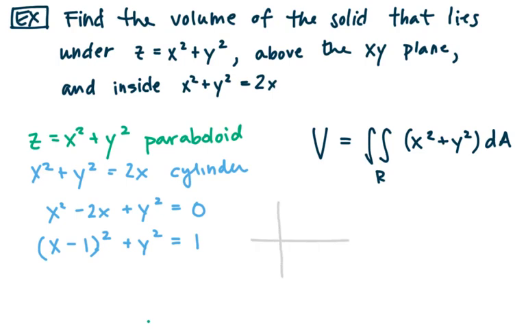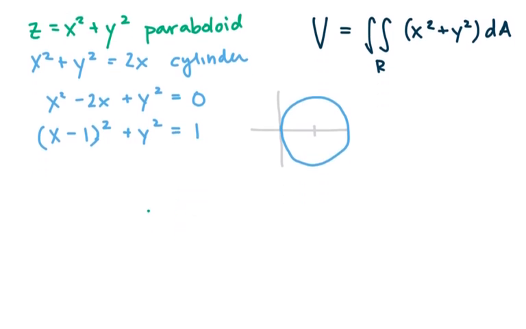So instead of being at the origin, this tells me it's shifted right. That center is 1 unit to the right. We have a circle of radius 1. All right, so we've already kind of acknowledged here that we want to set this up using polar coordinates. But how are we going to do that? How am I going to set up my r and theta bounds?